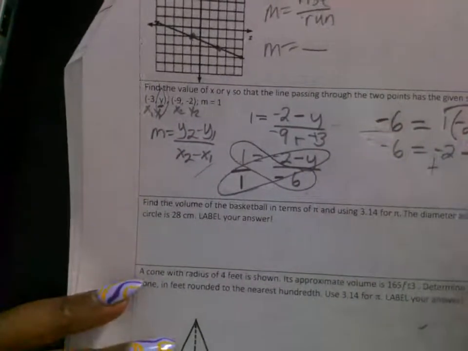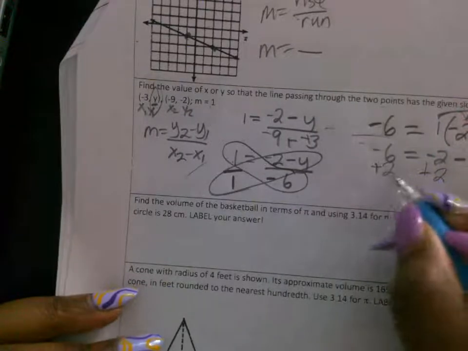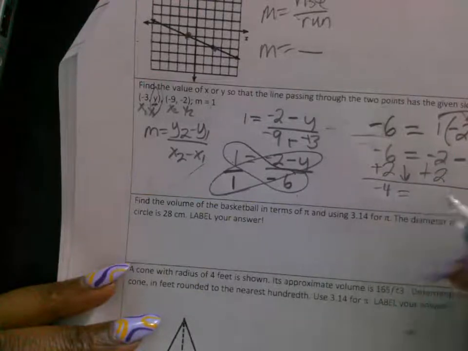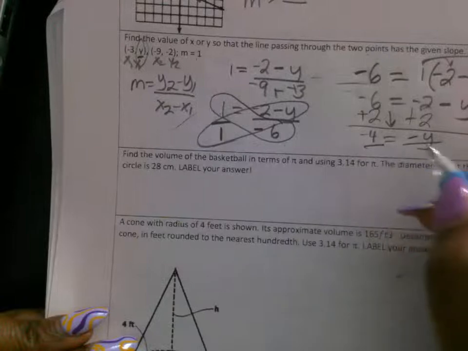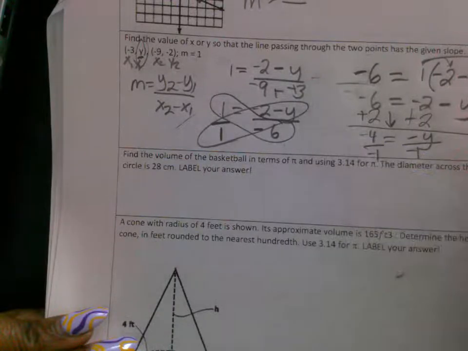To get y by itself, because you're looking for y, you add 2 on both sides. Today's been a pretty off day, y'all. I'm so sorry. And then this gives you -4 is equal to -y. So we're going to divide both sides by -1 to get rid of this negative. Negative divided by negative is a positive, so it gives you +4.